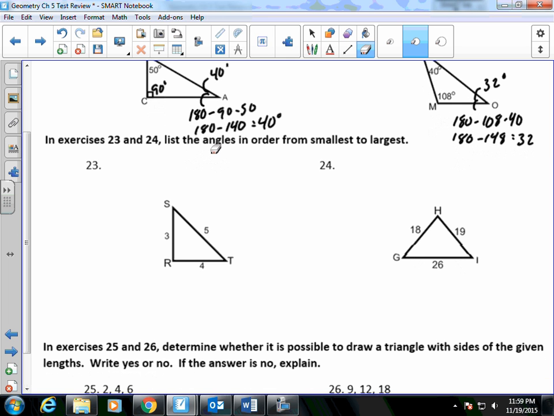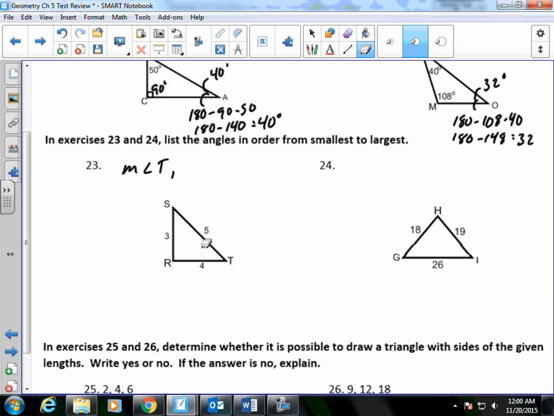All right, so exercises 23 and 24 list the angles in order from smallest to largest. So now we're looking at the sides and trying to make a decision about the angles. So same idea. In this case, we're just in reverse. The longer the side, the bigger the angle is across from that side. So you got 3, 4, 5. So 3 is the smallest side, or the shortest side. So the smallest angle is going to be angle T. So the measure of angle T is going to be the smallest angle.